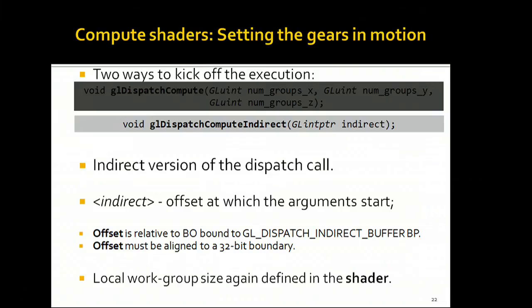Another way to launch a compute shader is using an indirect dispatch call. This is called glDispatchComputeIndirect, and surprisingly, it takes only 1 argument, which is indirect. The argument describes an offset at which the arguments, num groups x, y, and z start. So offset is relative to the buffer object, that region that you bound to the GL_DISPATCH_INDIRECT_BUFFER binding point. And it also needs to be aligned to a 32-bit boundary. When it comes to local workgroup size, it doesn't really change. You use the same language as on the previous slide.